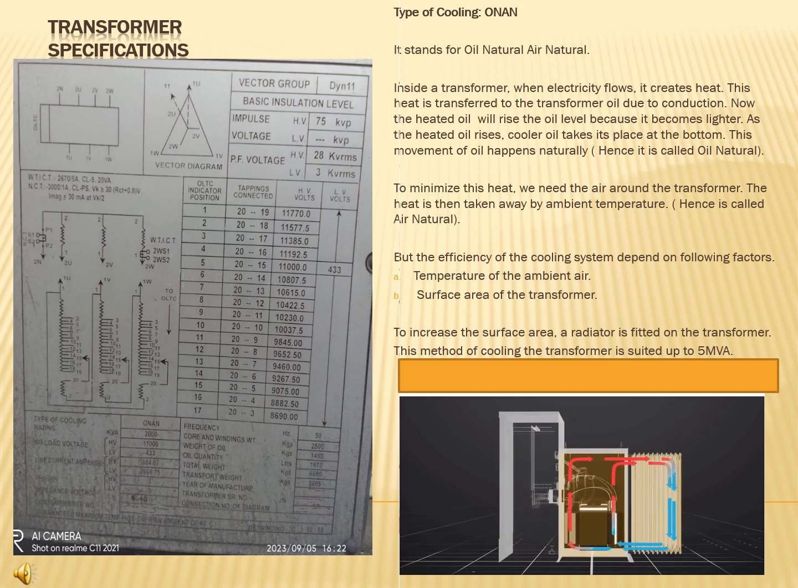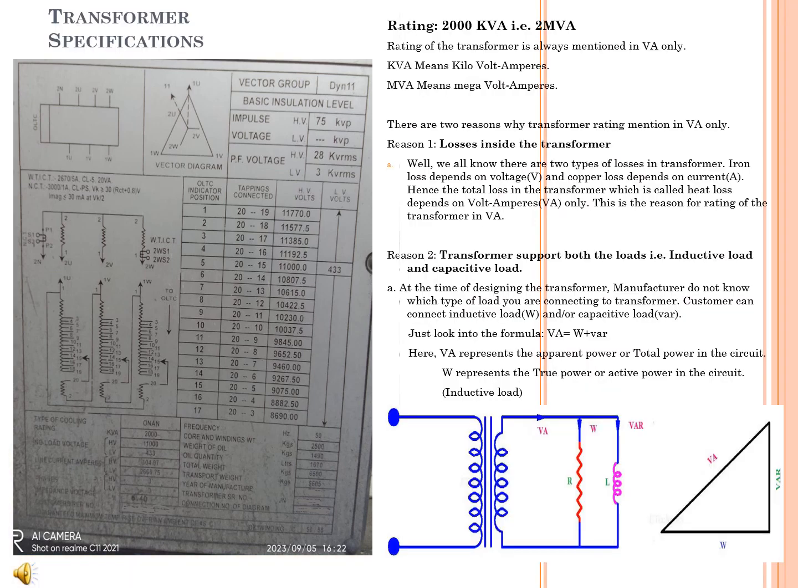The efficiency of the cooling system depends on the following factors. Please look into the factors I have mentioned here: the temperature of the ambient air and the surface area of the transformer. To increase the surface area, an external fitting called a radiator is fitted onto the transformer tank. This method of cooling is suited up to a capacity of 5 MVA only. Now we will move into the next topic, rating.